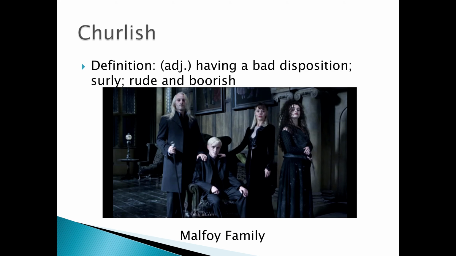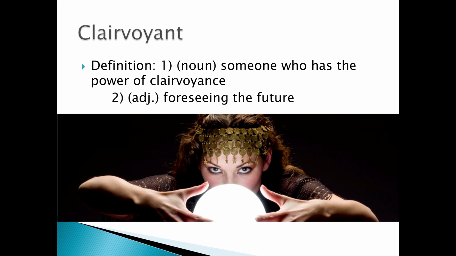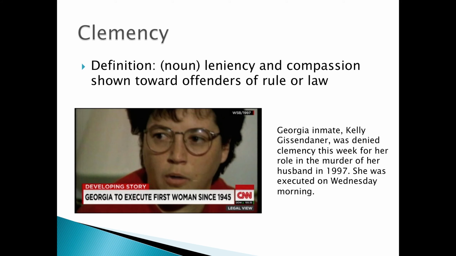Churlish, and churlish is an adjective meaning having a bad disposition, surly, rude, and boorish. And so an example, again from Harry Potter, would be the Malfoy family. Clairvoyant has two meanings. A noun is someone who has the power of clairvoyancy or someone to foresee the future. Clemency is a noun, leniency and compassion shown towards offenders of rule or law.